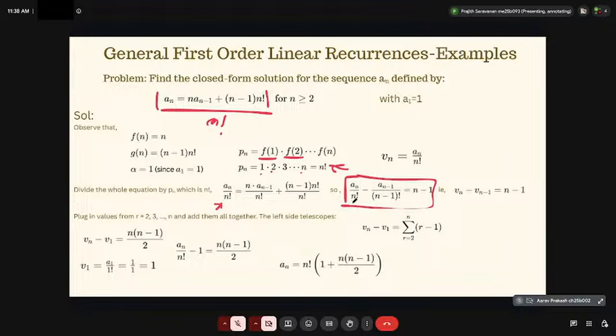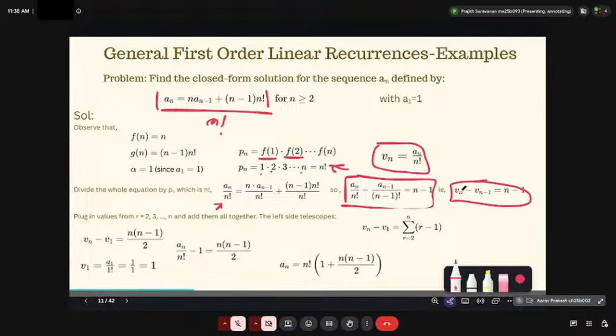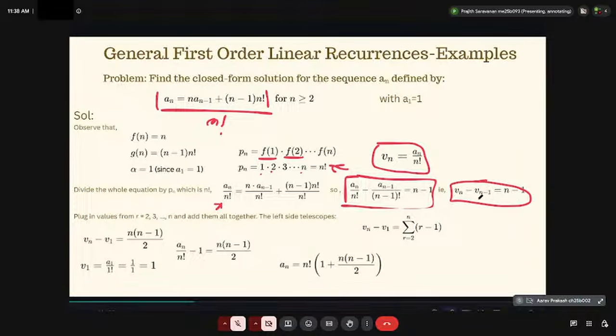So if you observe carefully, we can set this substitution. This is exactly why we have done this method. By doing this, we can substitute an by n factorial as vn and an minus 1 by n minus 1 factorial as vn minus 1. So we get this term. Now we can simply plug in values. Once you have got this expression, the next step should be obvious.